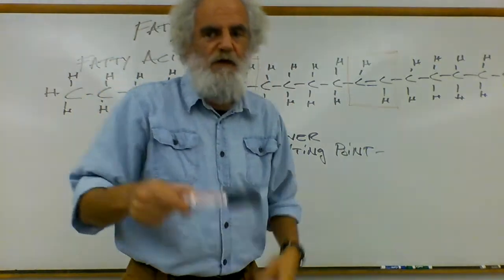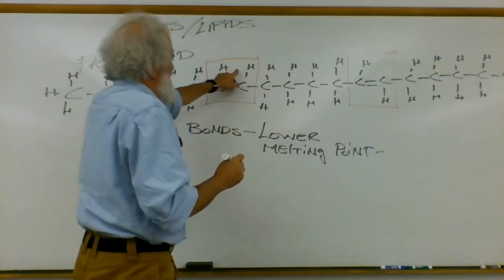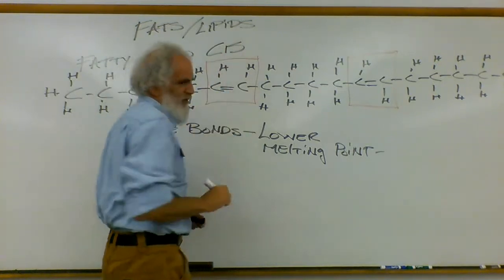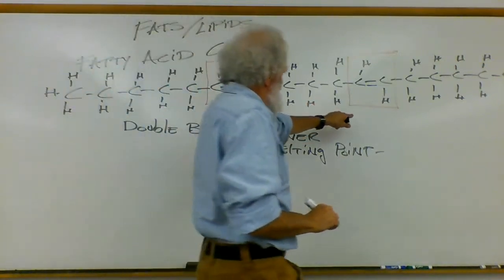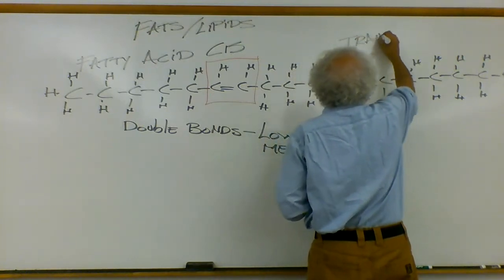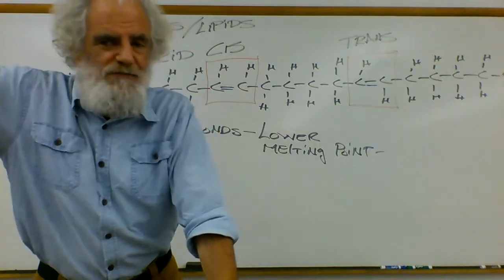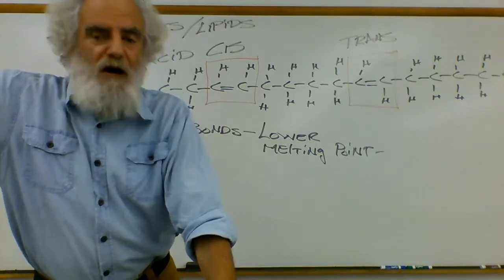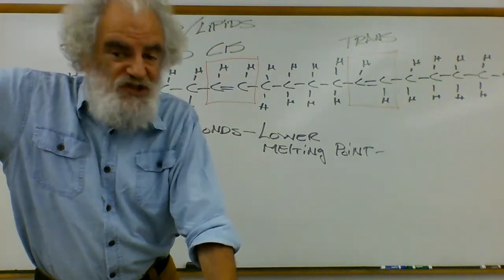Now, we have, of course, terms for these two different orientations. When they're on the same side, this is known as the cis configuration. And I always think cis, same side. When they're on opposite sides, this is known as the trans configuration. Now, I will just tell you that in living systems, biological systems, there ain't no trans double bonds. All double bonds in fatty acids from living systems are going to be in the cis configuration.